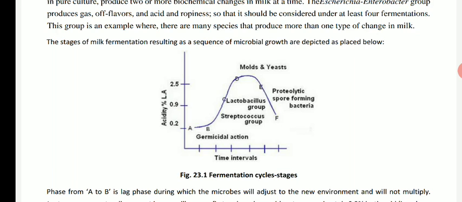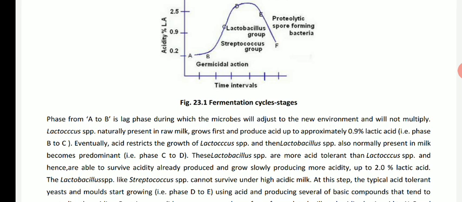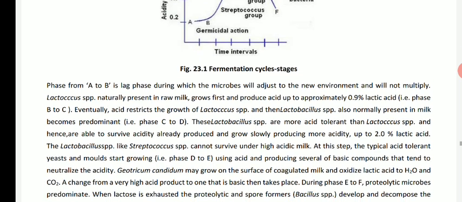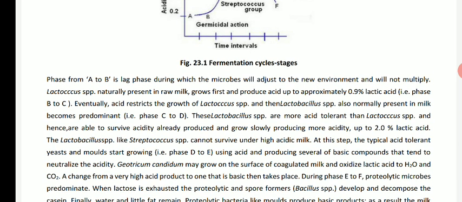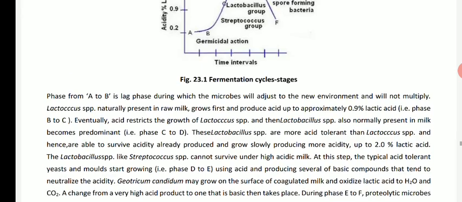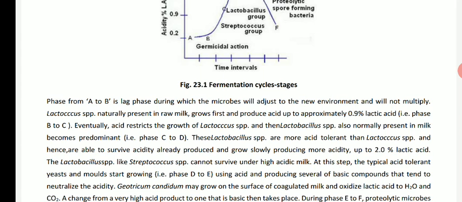Okay, so the stages of milk fermentation resulting as a sequence of microbial growth are depicted in this particular figure, or you can say this graph. In this graph, on the x-axis acidity is mentioned, and on the y-axis the time intervals are taken. Phases from A to B is a lag phase during which microbes adjust to a new environment and do not multiply. So this is nothing but a growth curve. As you know, in a growth curve there are four phases: lag, log, stationary and decline. In the first phase the microbes adjust to the new environment, and A to B signifies the lag phase.